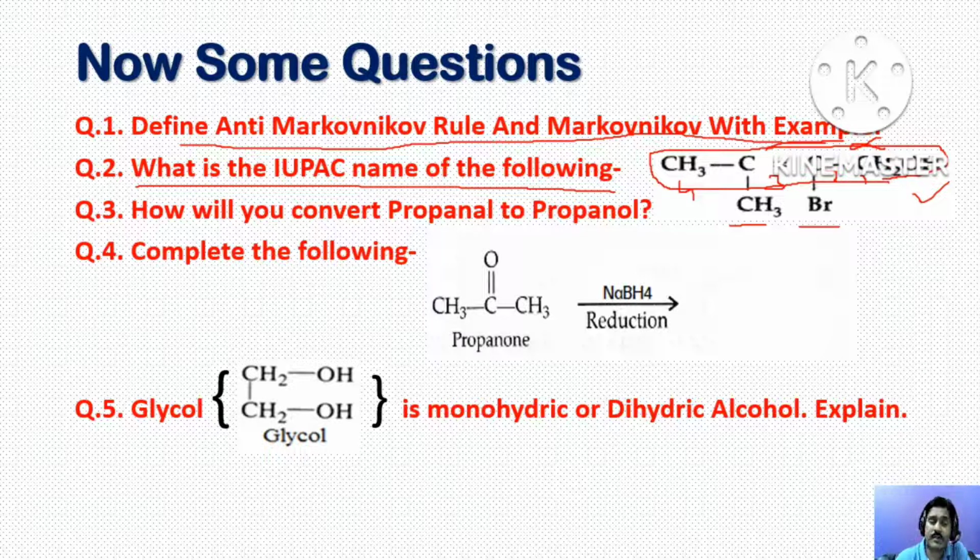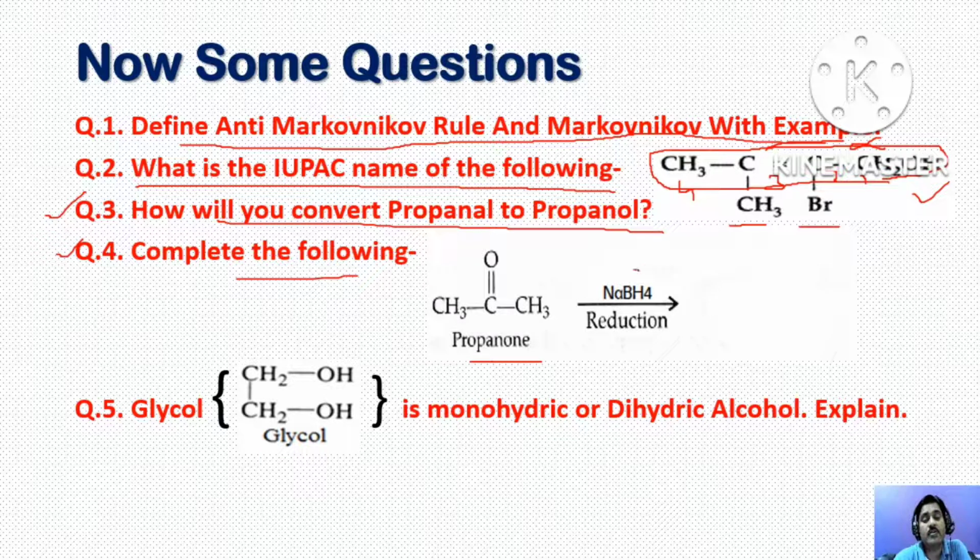Now, question number three. How will you convert propanal into propanol? Means aldehyde to alcohol. How will you prepare? Find out the answer. Now, question number four. Complete the following reaction. Here propanal is there and sodium borohydride is there. When sodium borohydride and propanal are there, then what happens? Find out the product and write here.